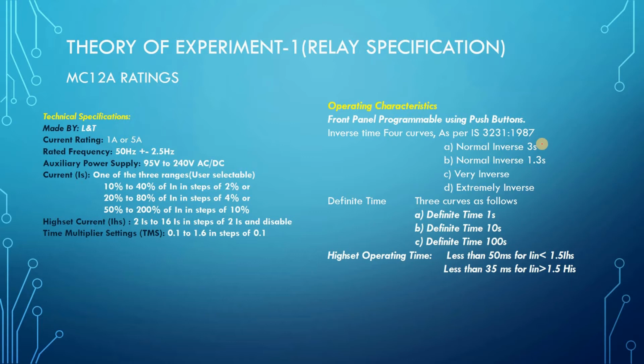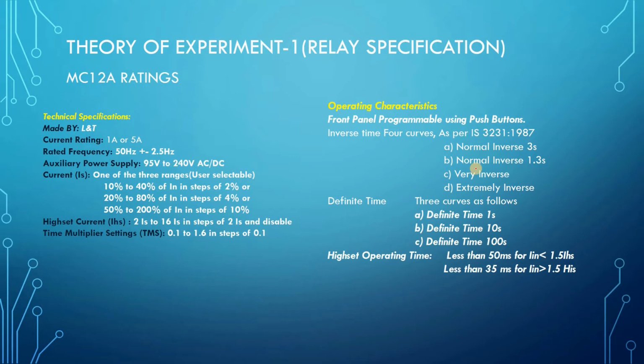That means this 3 seconds signifies that if you apply 10 times the current setting as a fault current, then this relay will trip at 3 seconds. This relay is designed to give you 3 seconds of trip time, but the actual trip time will depend on the TMS. If TMS is 1, then the actual trip time will be 3 seconds. So these 3 seconds signify that. That is the normal inverse 3 second relay.